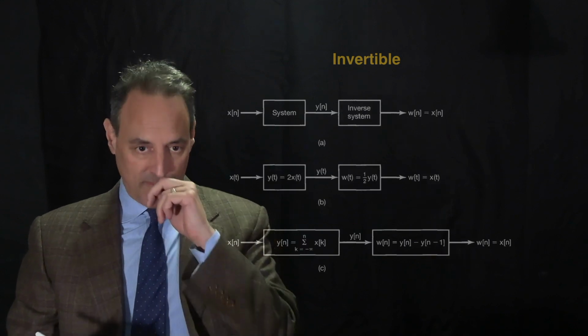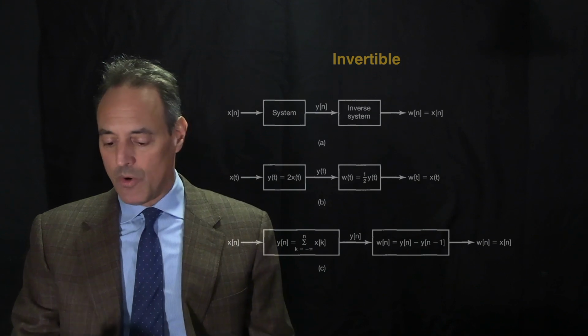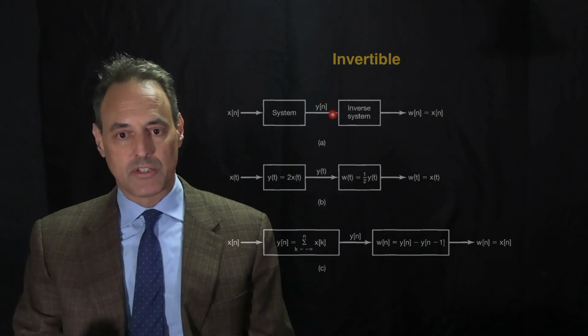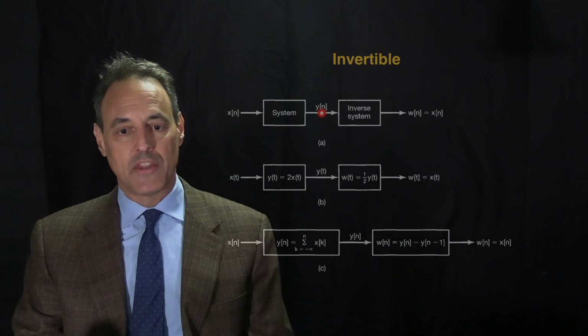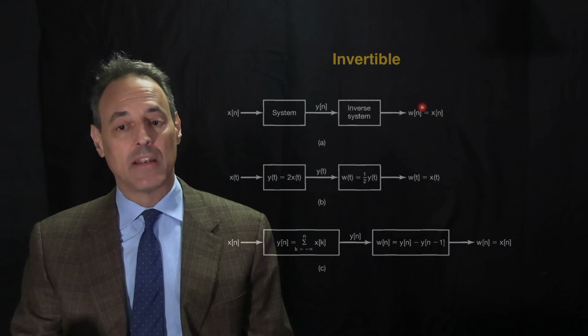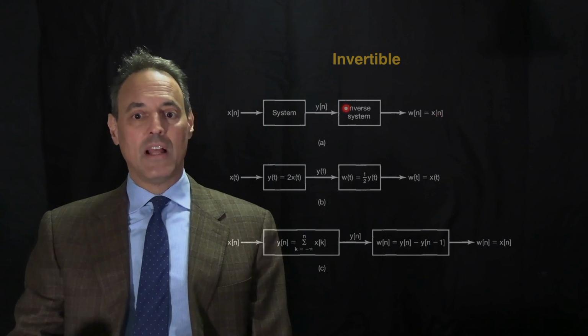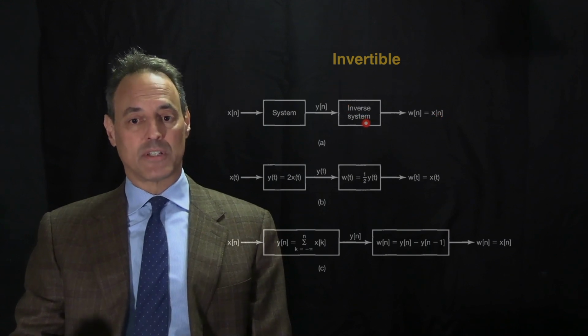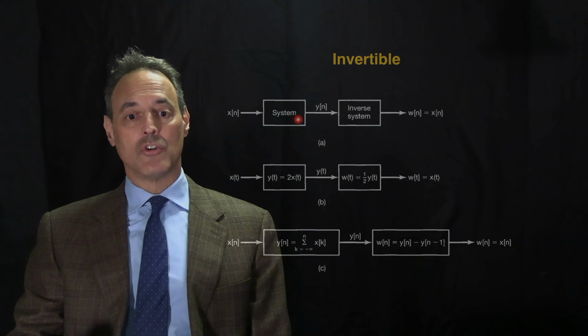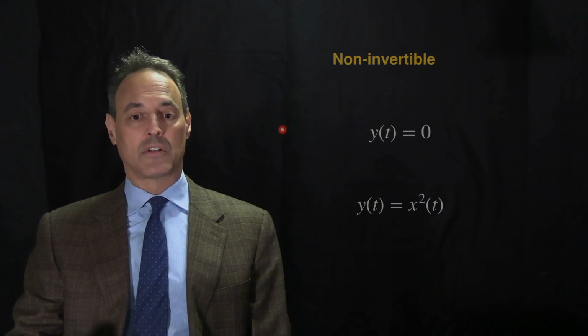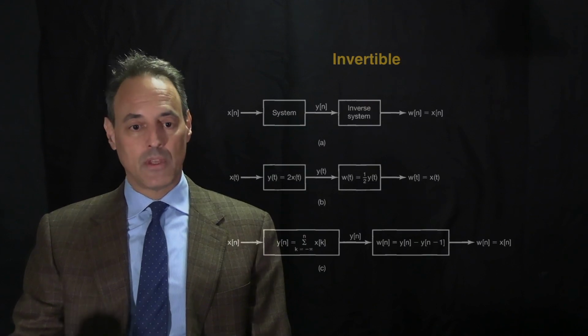So let me show you some invertible functions here. x of n goes through a system to get y of n, and then the inverse would give me w of n. If w of n is equal to x of n, in other words, what I started with, then this is an inverter for the system. And if I can do this uniquely, then this is completely invertible, okay?